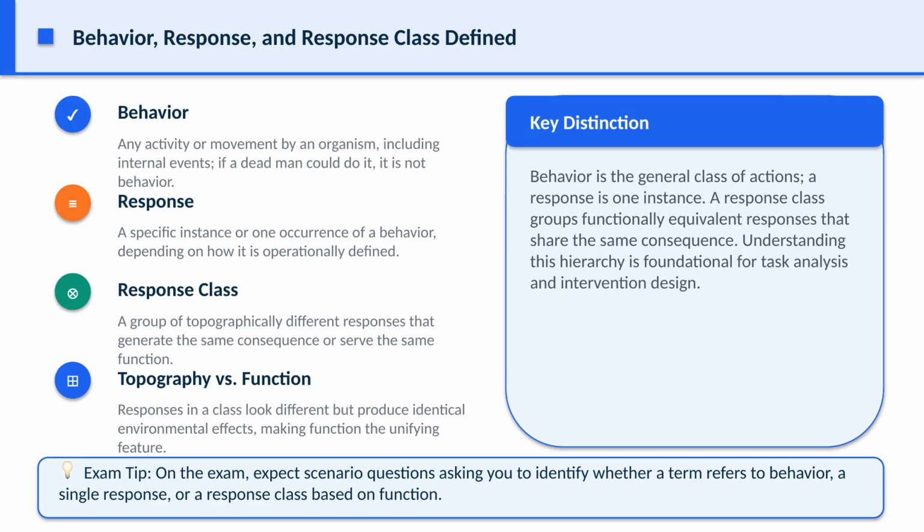Function is the glue. For example, saying please pass the salt, reaching for it, or pointing are different responses but belong to the same response class if they all get the salt passed. On the BCBA exam, you'll need to distinguish topography from function and write operational definitions that let you measure and replicate data accurately. Master these distinctions now because they underpin everything from preference assessments to intervention design. Knowing whether you're tracking a single response or a whole class of functionally equivalent behaviors directly impacts your data-based decisions.